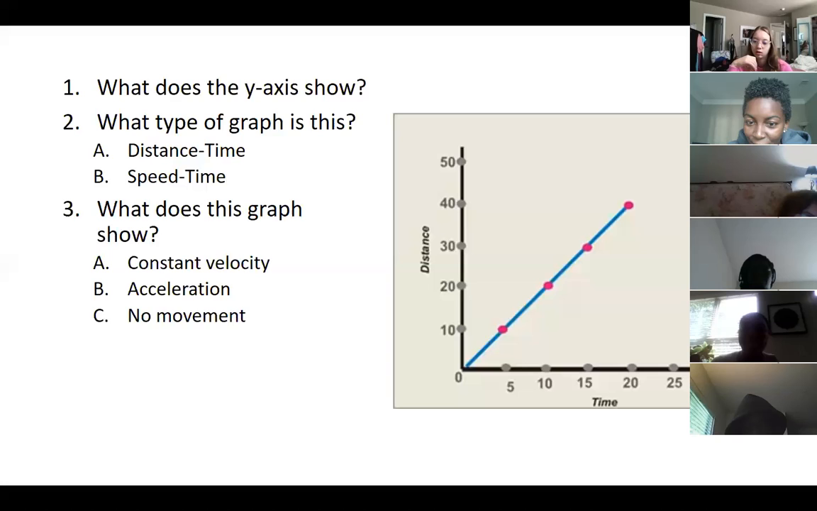We can't hear you, Stephanie. Can you repeat the question? There you go. What type of graph is this? Distance time or speed time? Distance time. Distance time, very nice.